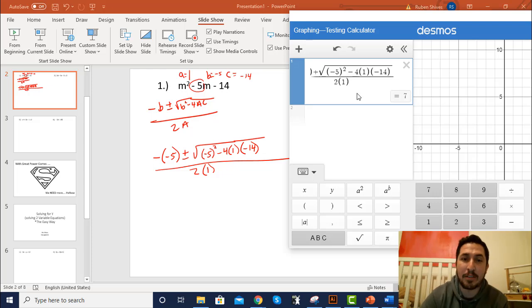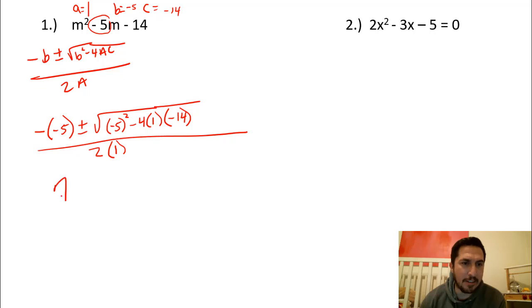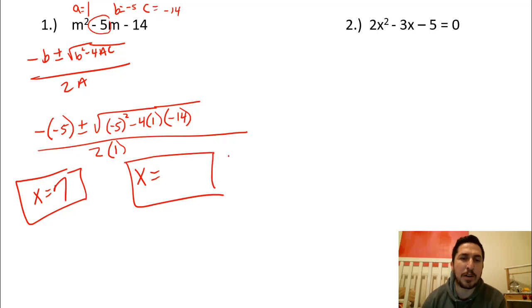Since Desmos already gives me an answer, I'll write down that answer. So the first answer is a 7. So it gave me a 7. So I'm going to write down x equals 7. Now I got to write down the other answer because I just did it for the plus sign, right? Now I got to do it for the other sign. So I'm going to go x equals, and let's go see what it is.